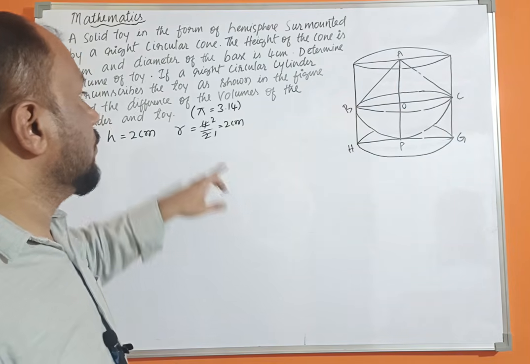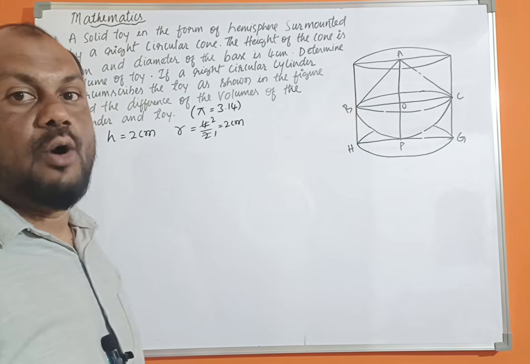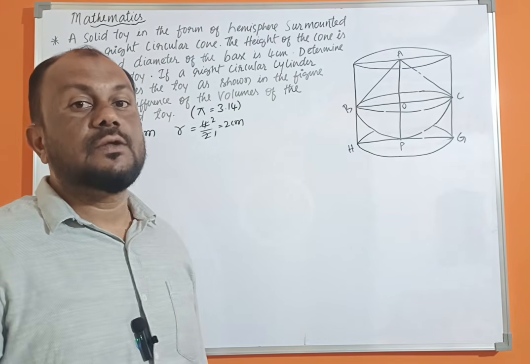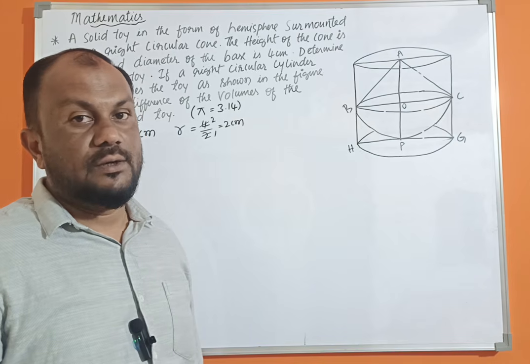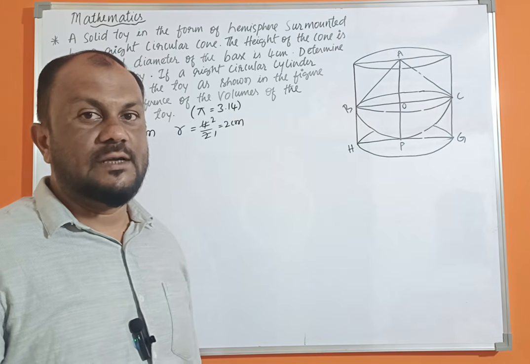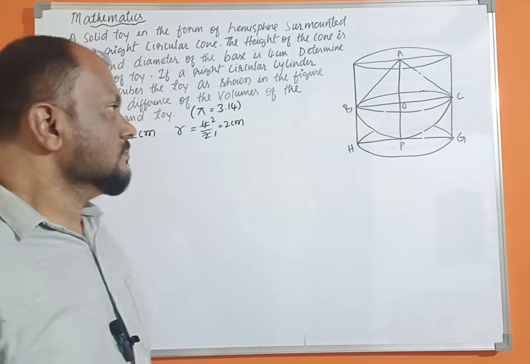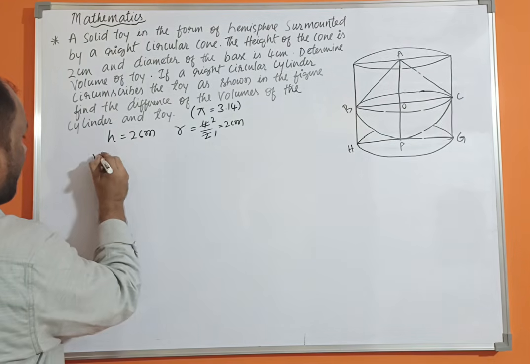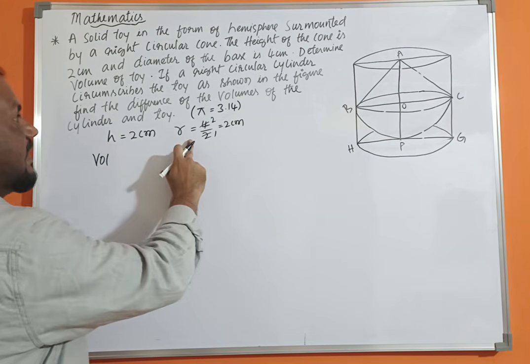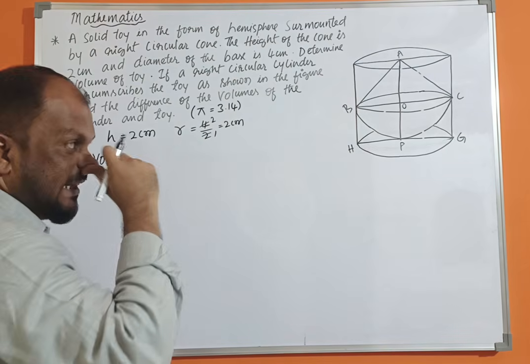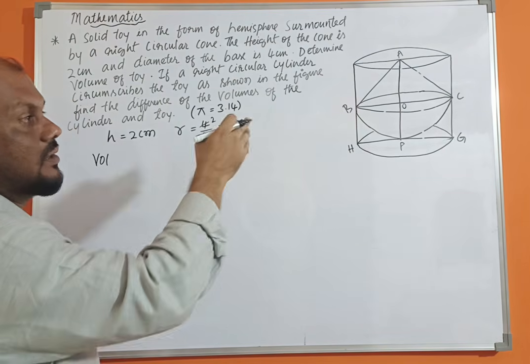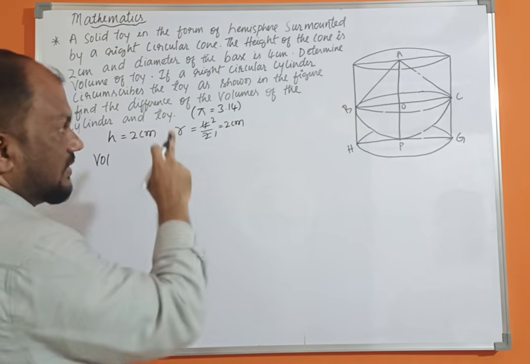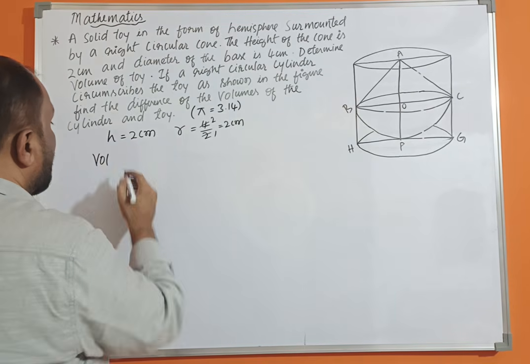And they ask you to use pi is equal to 3.14. If it is mentioned in the question, use pi is equal to 3.14. Otherwise, use 22 by 7 only. Now first, the volume of the toy. See, the radius of the cylinder, radius of the hemisphere and radius of the cone, all three are the same, that is 2 centimeter.